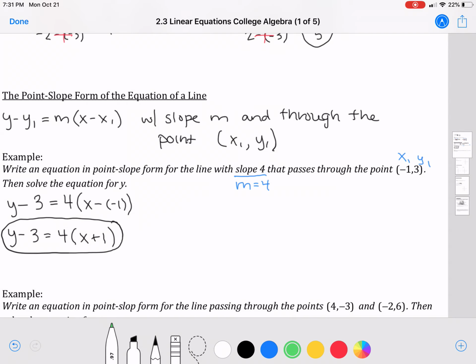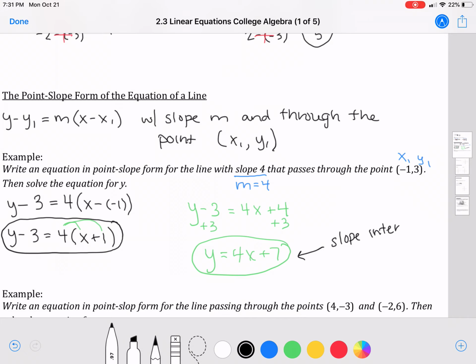So to get y by itself, we're going to want to distribute to get rid of our parentheses. So now we have y minus 3 equals 4x plus 4. And then to get y completely by itself, we're going to add 3 to both sides. So y equals 4x plus 7. For those of you that don't remember, that form of a line would be our slope-intercept form, which is y equals mx plus b.